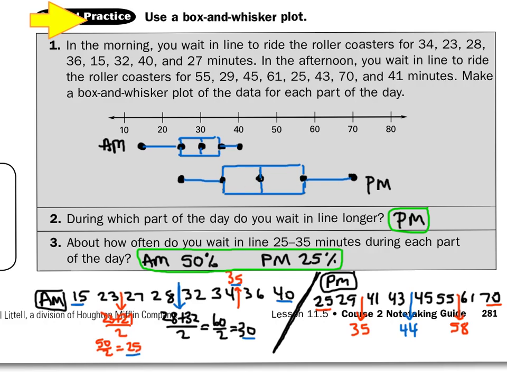And then about how often do you wait in line between 25 and 35 minutes during each part of the day? Well, let's look in the morning, okay? So find 25 to 35. Do you see how they're asking about the box? And remember, there's 25% of the data between any two dots, so that's 25% plus another 25% would make 50% of the time in the morning. But look in the afternoon between 25, so find that, and 35, that's right here. That's the left whisker, and that's 25% of the time in the afternoon you'll spend that long waiting in line.